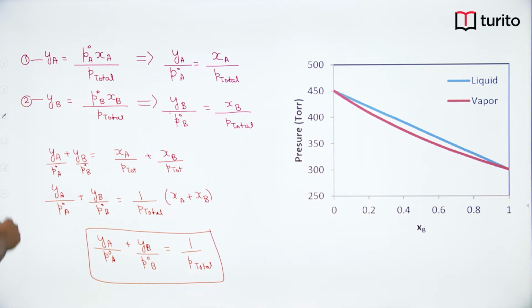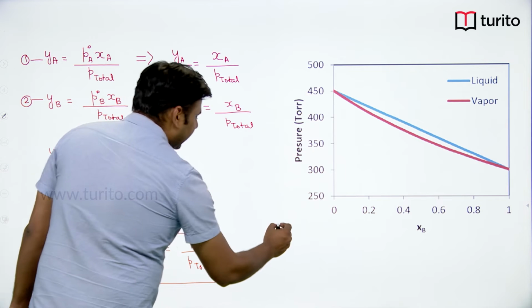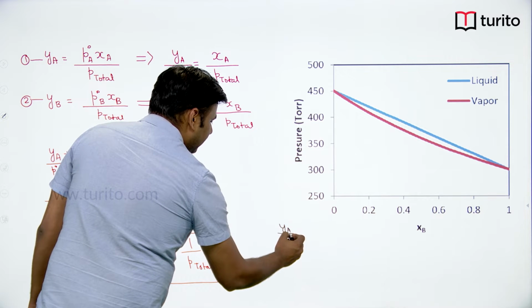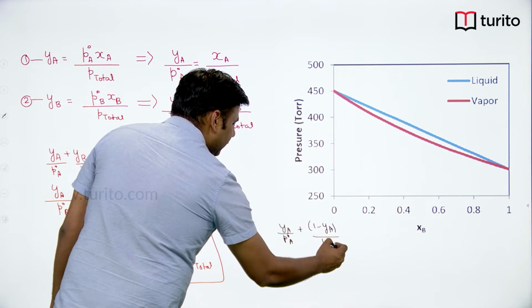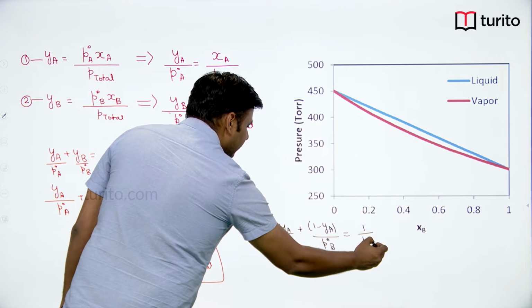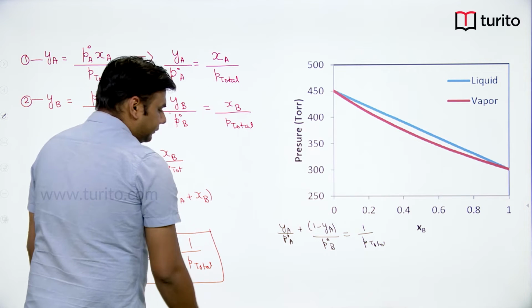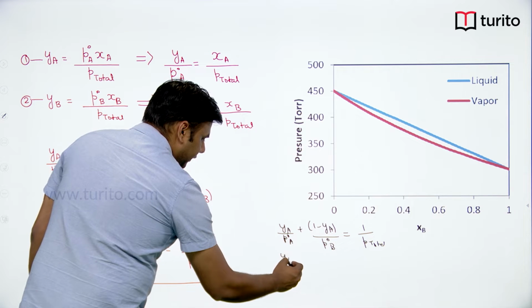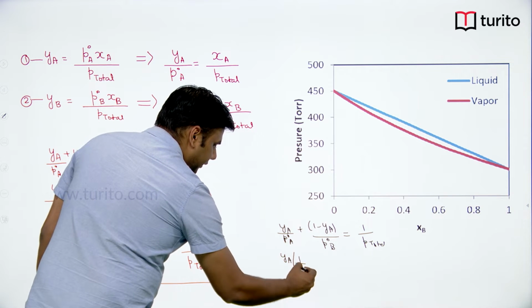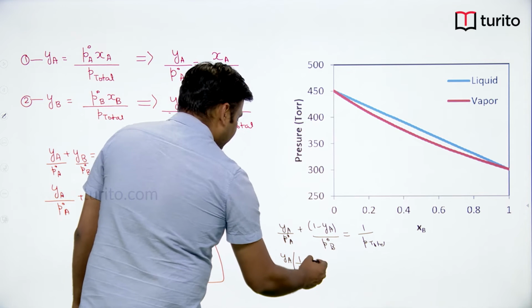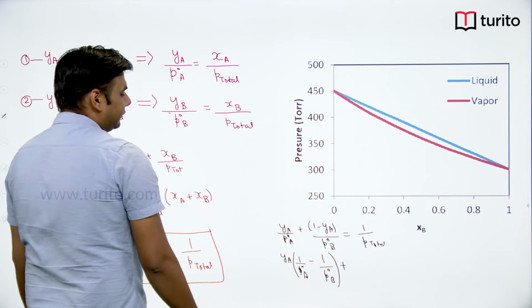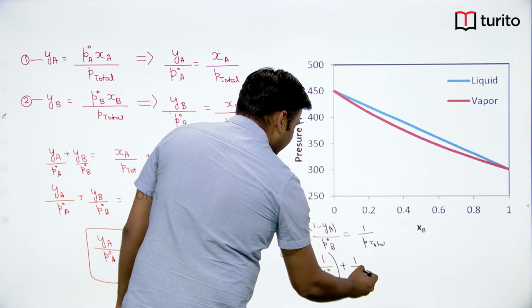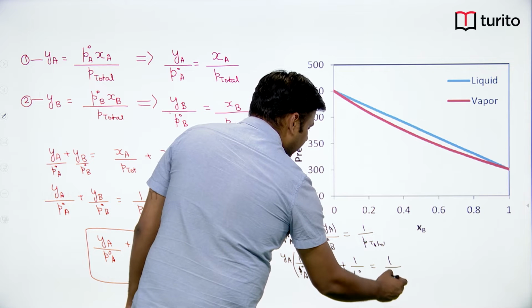This is a very important expression. Hope this is clear to everyone. So I can substitute YB as 1 minus YA. So I can write this as YA upon P naught A plus 1 minus YA upon P naught B equals 1 by P total. If I take YA common, this will be 1 by P naught A minus 1 by P naught B, plus 1 by P naught B, equals 1 by PT.